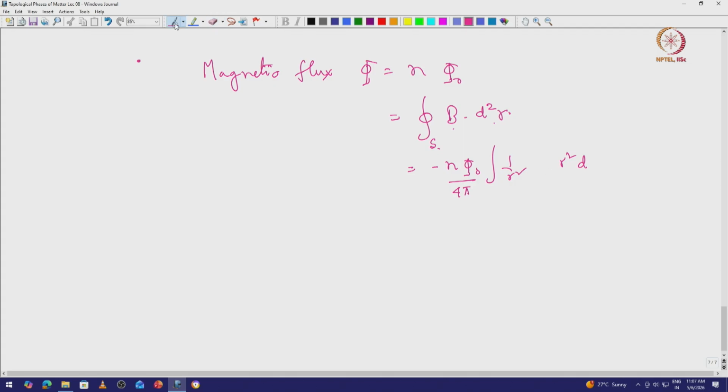Solid angle, and in this integral this cancels, and you will have 4 pi, which will cancel with this one, and you will get the result. The minus sign comes because these are electrons. So it is kind of, from the electron's perspective, the magnetic field is coming towards it.